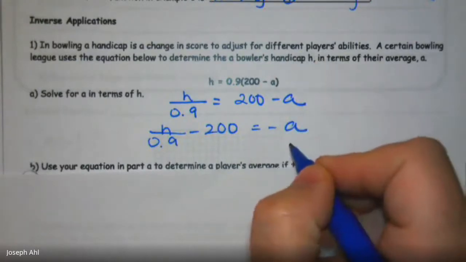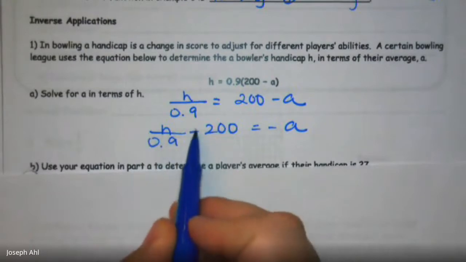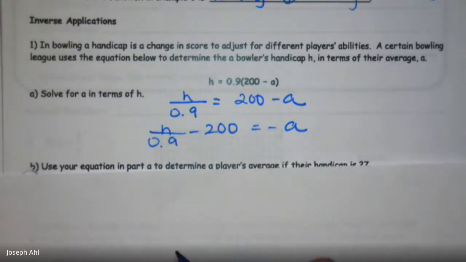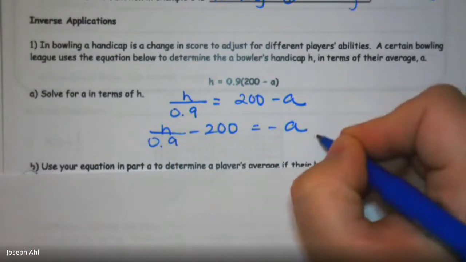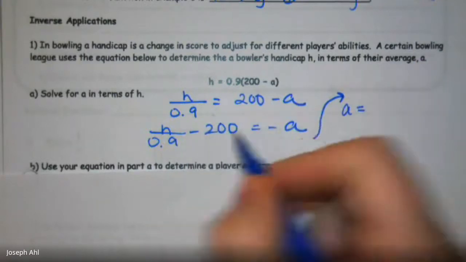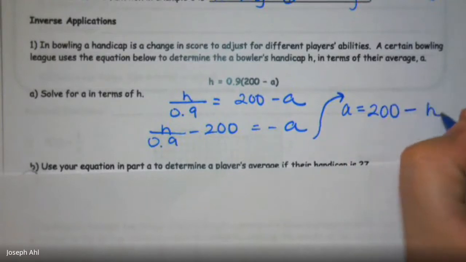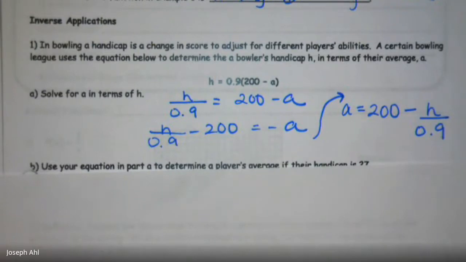So from there, you would divide out the negative 1. What that's going to do is it's going to negate the fraction and make the 200 positive. So I'm going to get a little fancy on you here and say that the final answer is A equals, since the 200 becomes positive, I'm going to list that first and put the negative fraction part second. 200 minus H over 0.9.